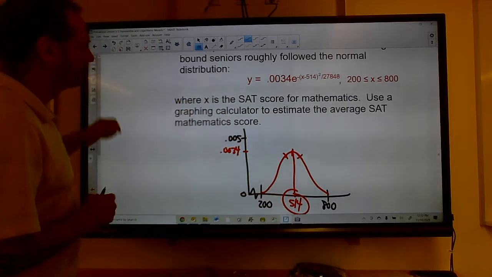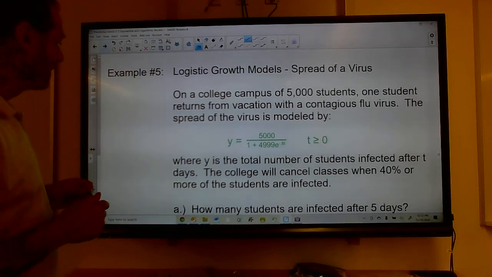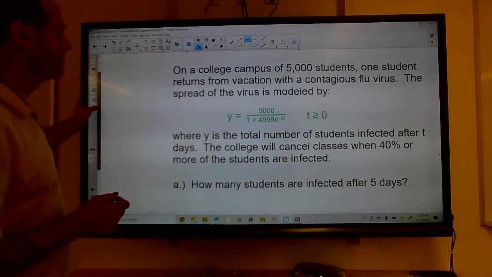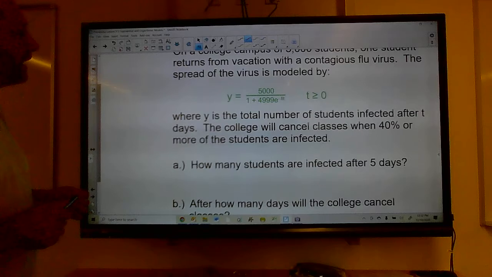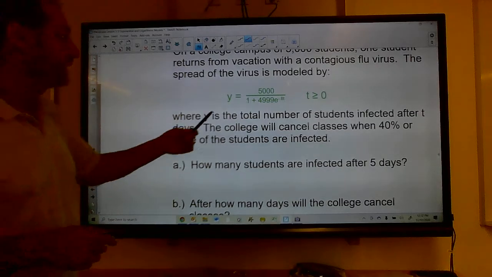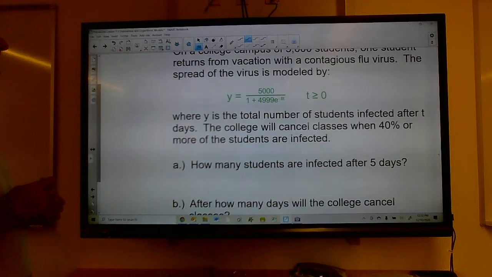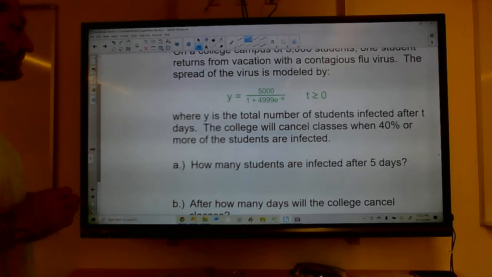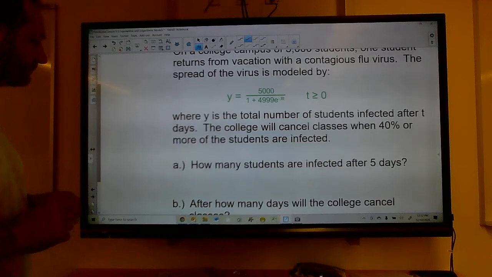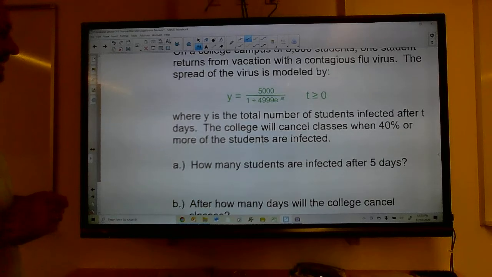All right. So here's a logistic growth. Spread of a virus. On a college campus of 5,000 students, one student returns from vacation with a contagious flu virus. Wow, that doesn't have anything to do with right now, does it? The spread of the virus is modeled by this right here. 5,000 divided by 1 plus 4,999 e to the negative 0.8 t, where t is greater than 0, where y is the total number of students infected after t days. The college will cancel classes when 40% or more of the students are infected. How many students are infected after 5 days?